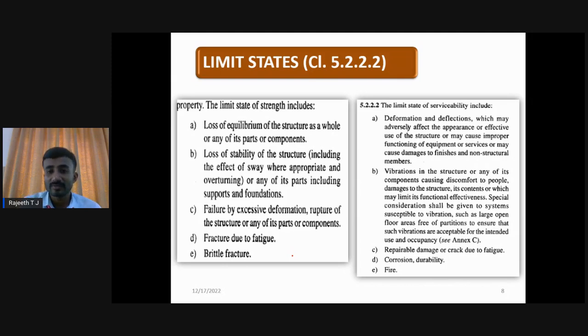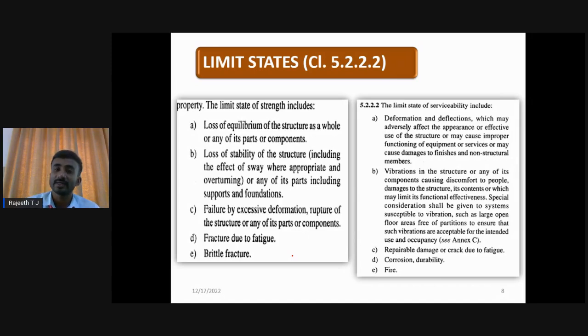Whereas if you go for limit state of serviceability, we need to look into it during the service of the structure. The first one here is the deformation and deflections, and the second one is vibration in the structure due to the loads, causing discomfort to the people who are using that structure. And the next is repairable damage or crack due to fatigue, that will also come under limit state of serviceability. Corrosion and durability, and also the fire.